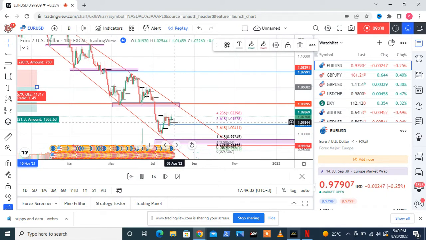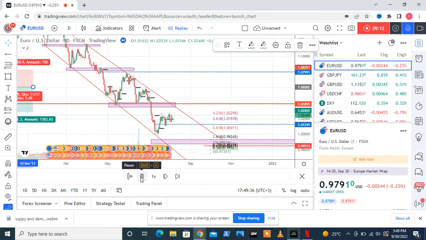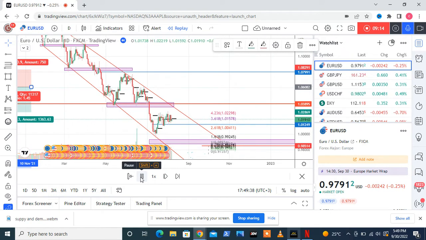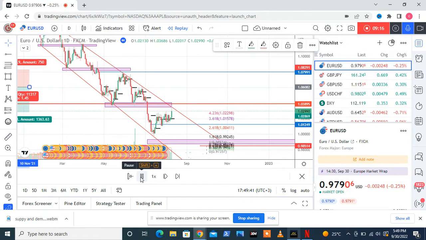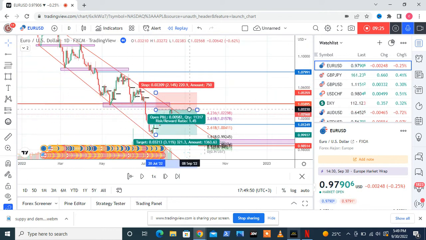You're just waiting for the market to come here. It's a patient game. For you to win in Forex, you just need to be patient and wait there. As you can see now, good. The market has come to retest this zone. So now this again will be a good place to start looking for a sell.